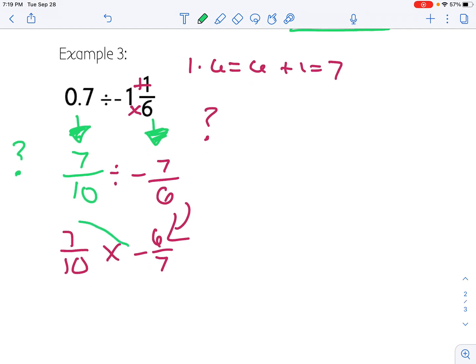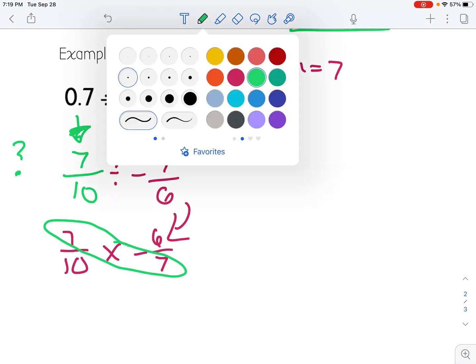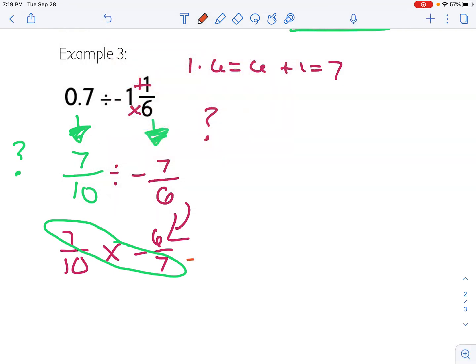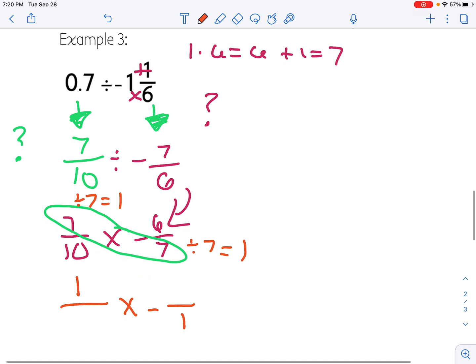To do that, I am going to look at opposites or diagonals. Now, looking at 7 and 7, what could I divide both 7 and 7 by to simplify? I could divide both of these by 7. When I do that, 7 divided by 7 is 1. So my numerator on my first fraction is going to be 1. My denominator on my second fraction is going to be 1.